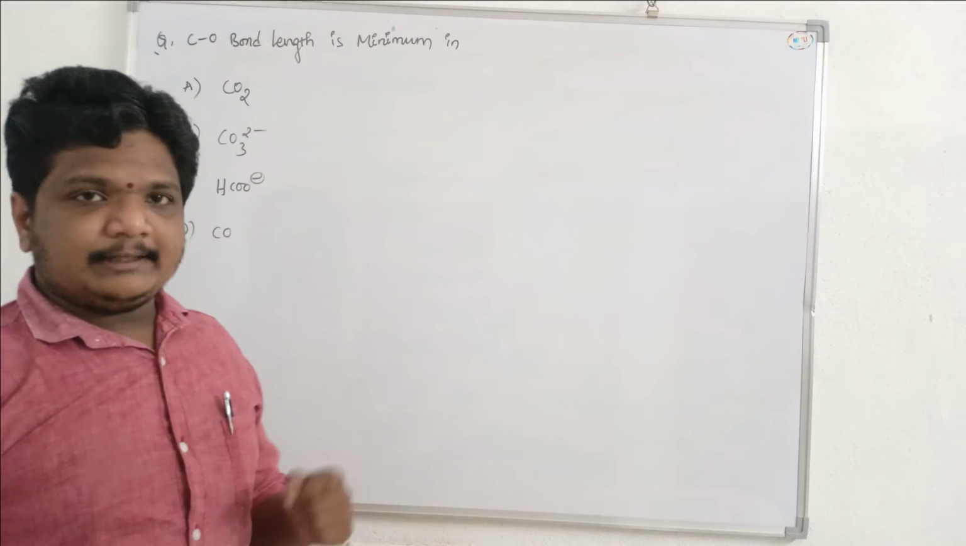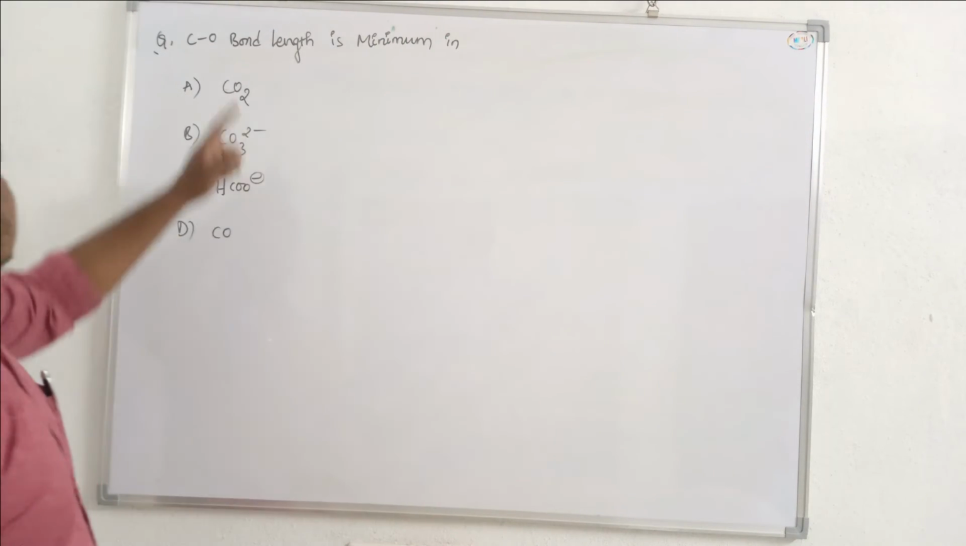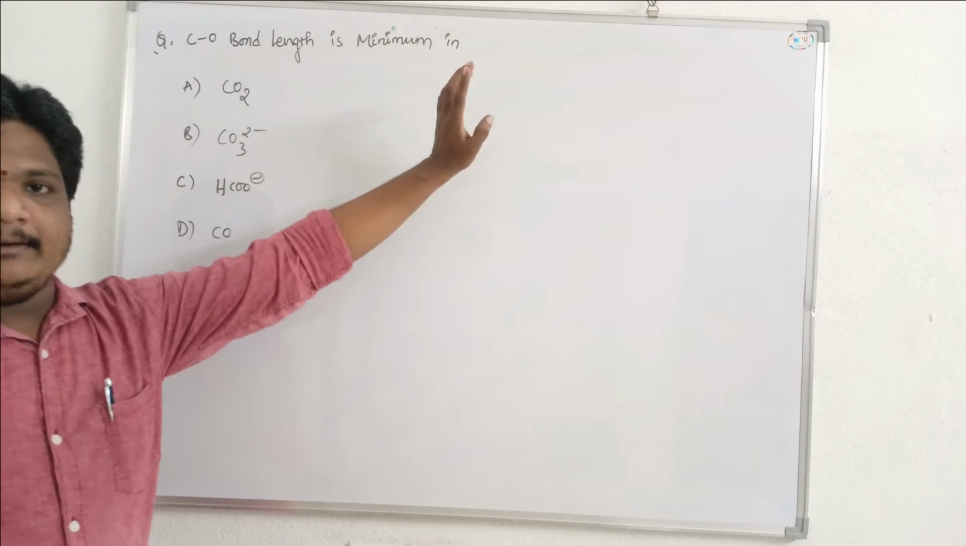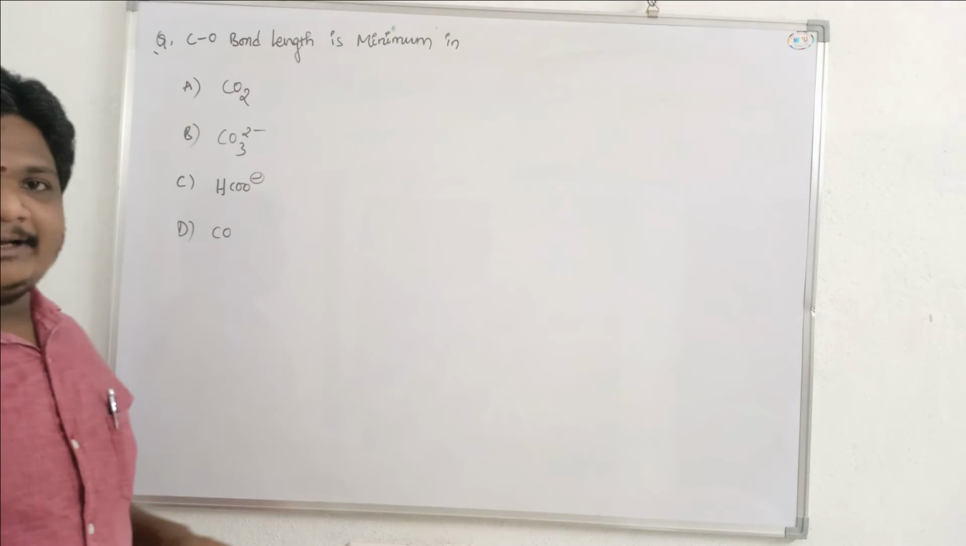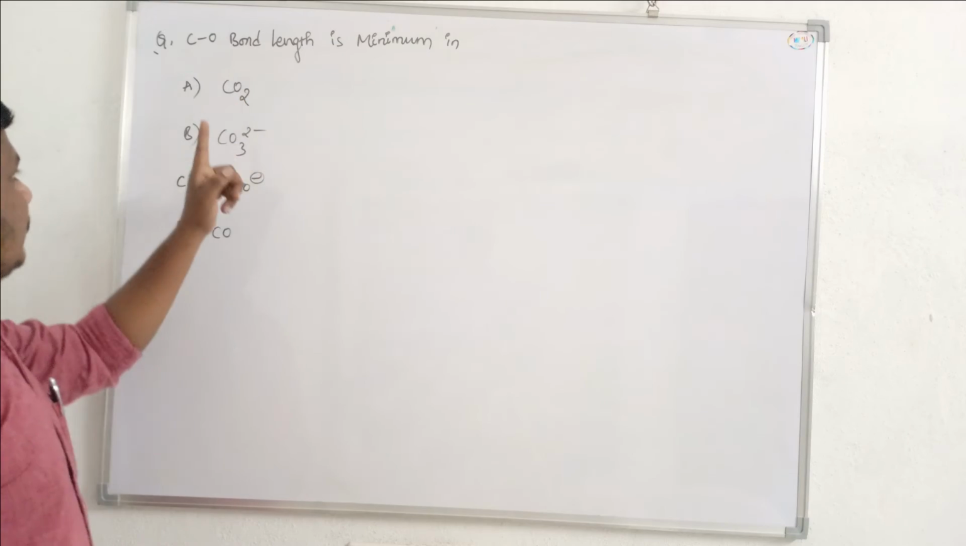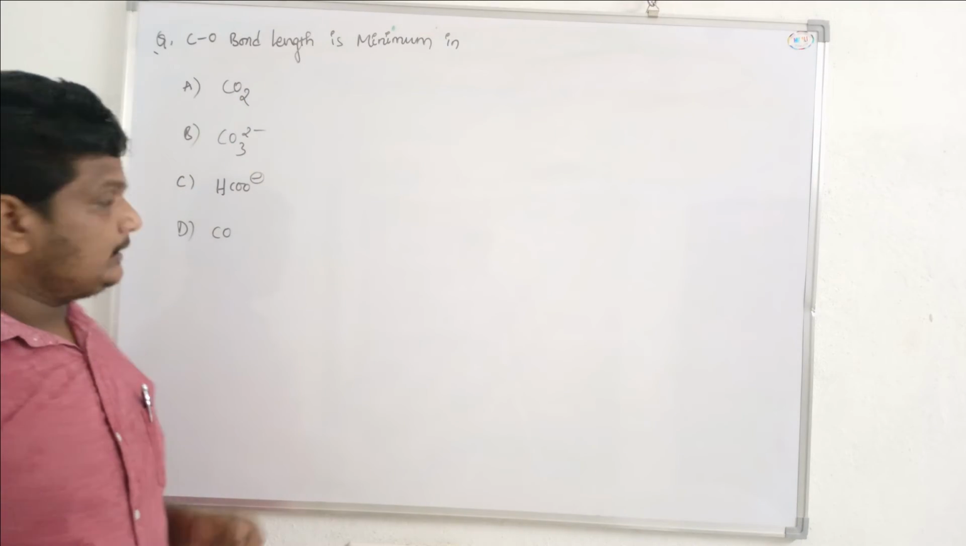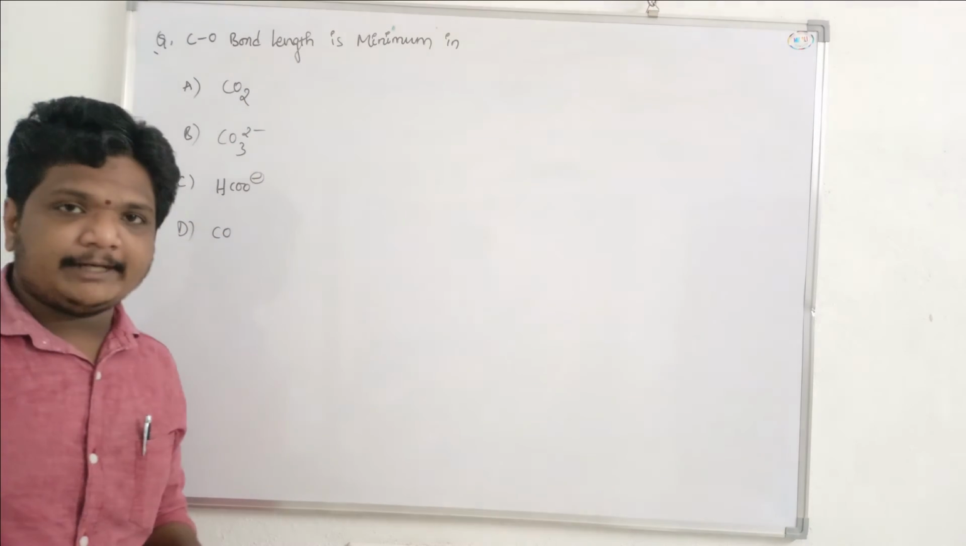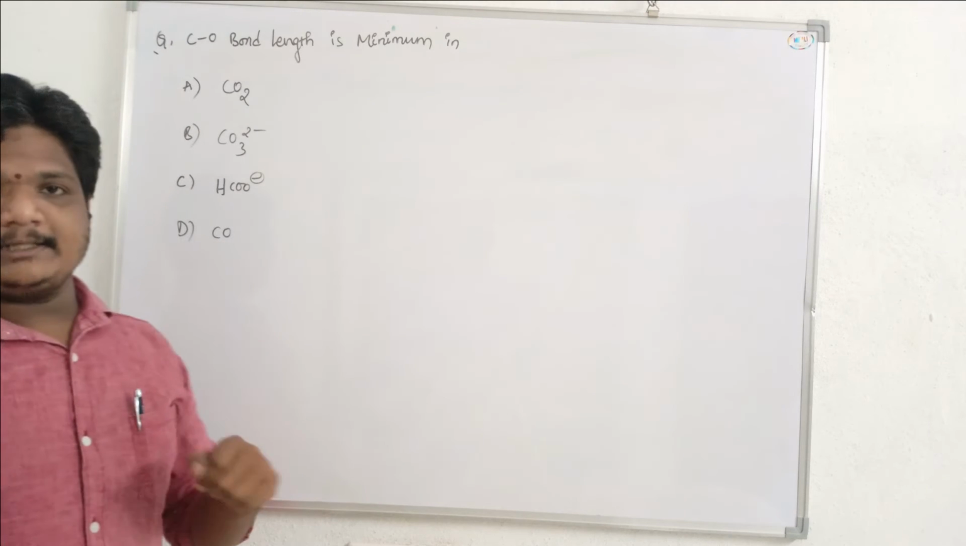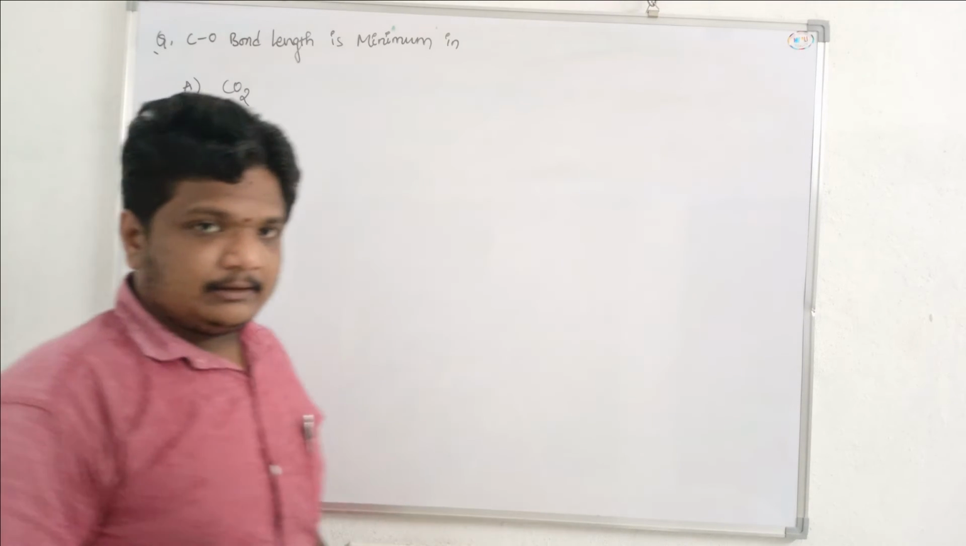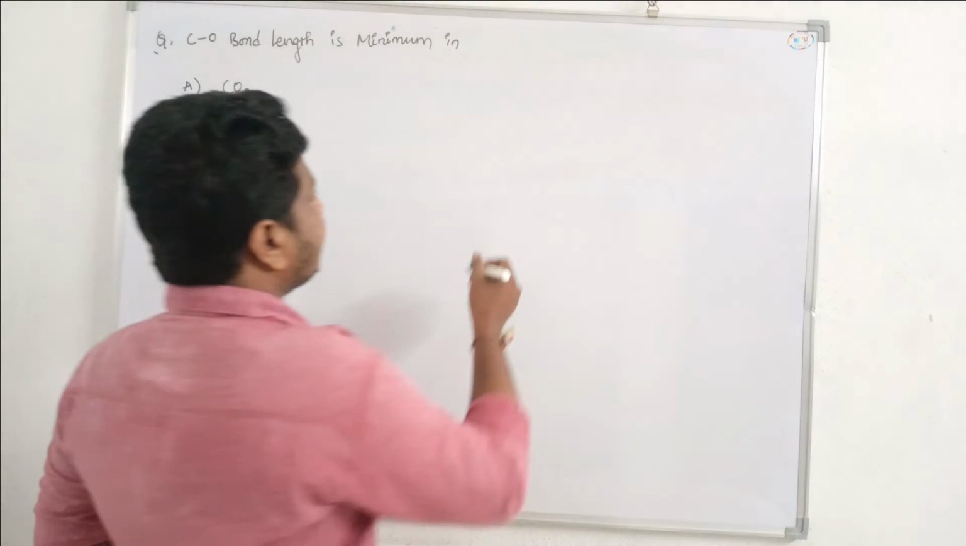Now let us see the next question, that is: CO bond length is minimum in which of these? Here they have given option A, that is CO2, option B, that is CO3 2 minus, option C, that is HCOO minus, and option D, that is CO molecule. Now let us see one by one.